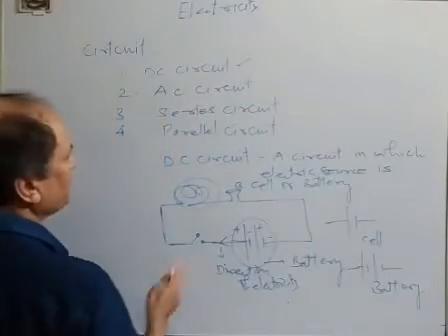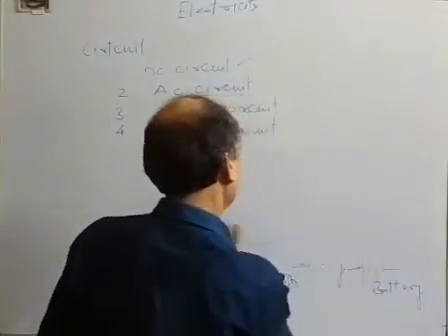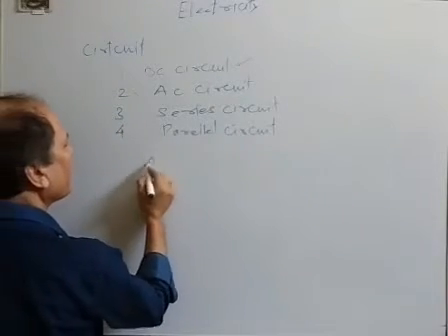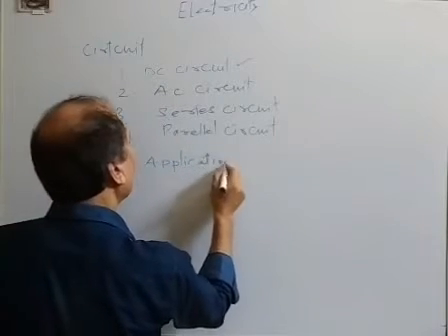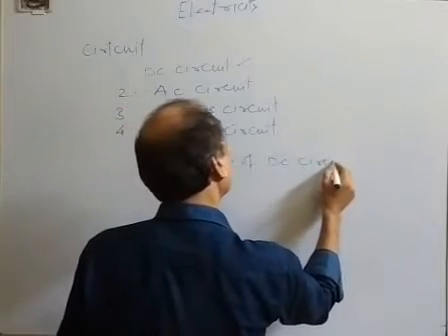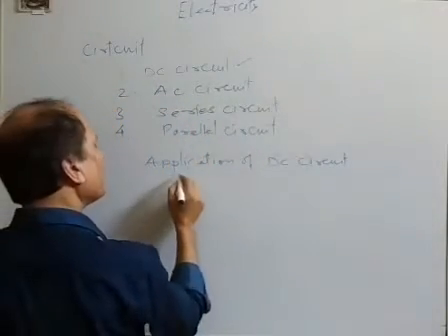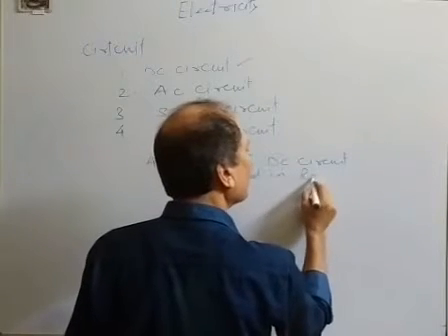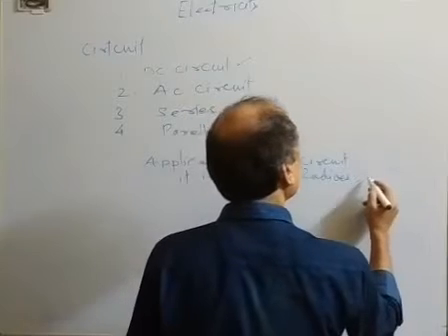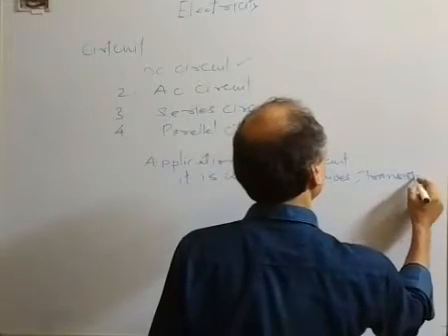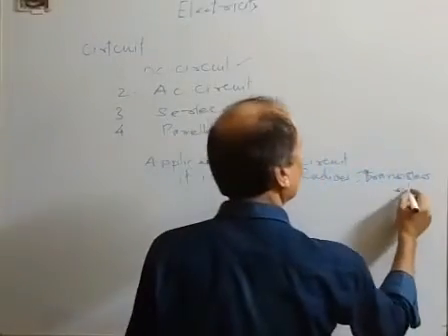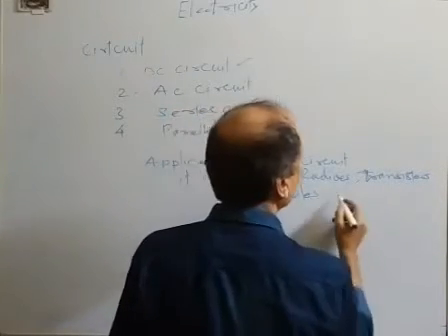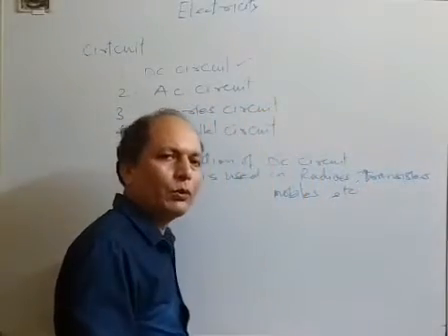Application of DC circuit. DC circuit is used in radios, transistors, etc., mobiles, and a very good example: your power bank is also a source of DC.